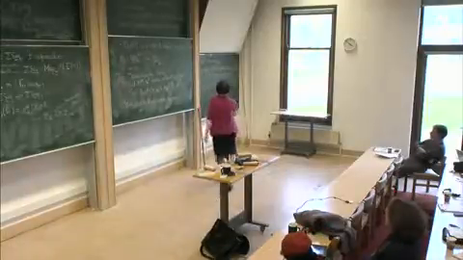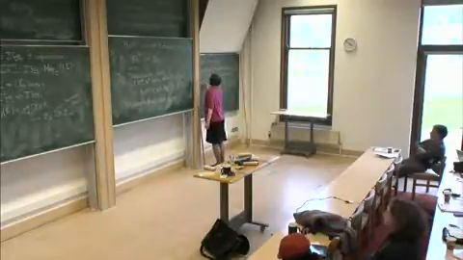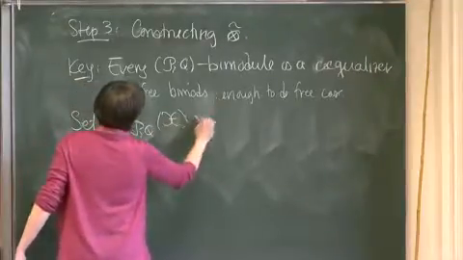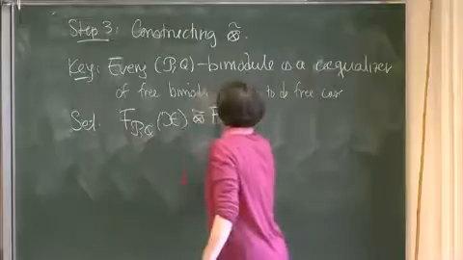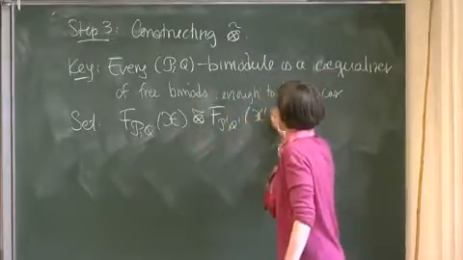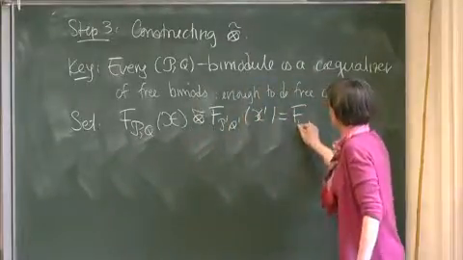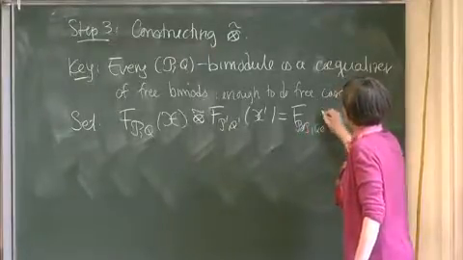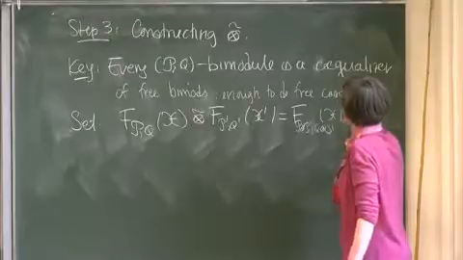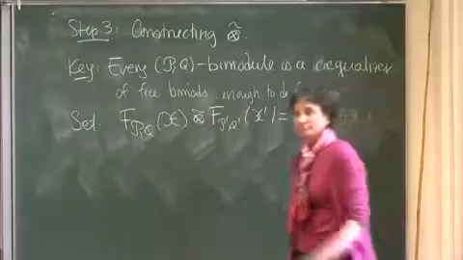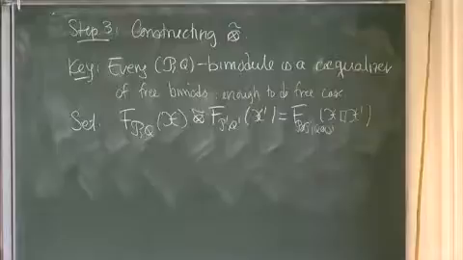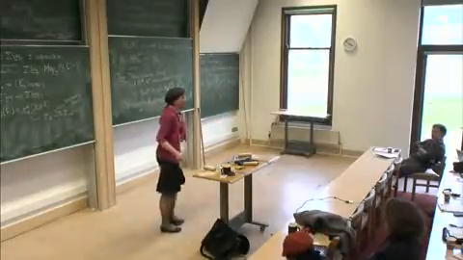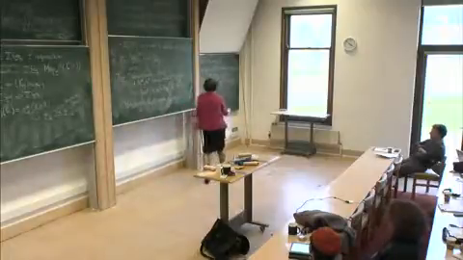So let's do what we want to do. We're going to set F_P Q of X tensor tilde F_P' Q' of X prime. We're just going to say, okay, we're going to let that be equal to what we want it to be, and see whether we can make that work. Because on objects, okay, it's no problem. Now the question is, what about morphisms?